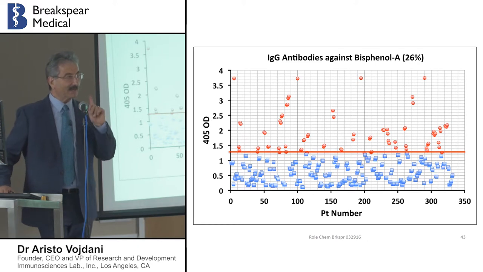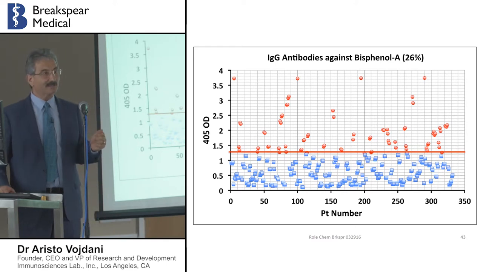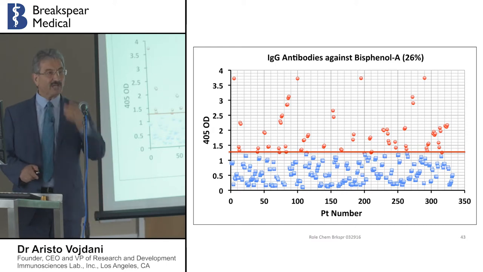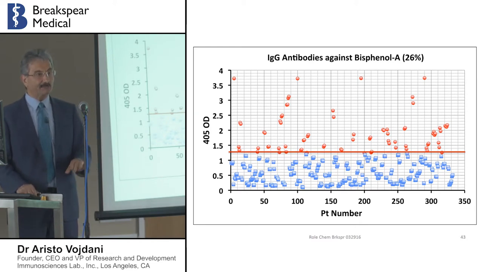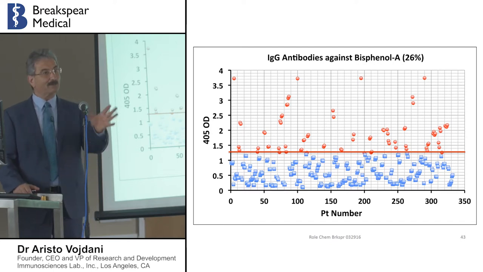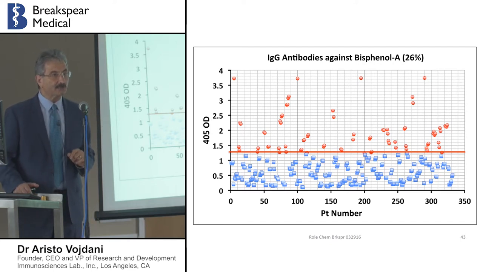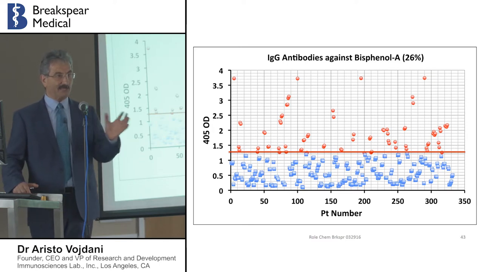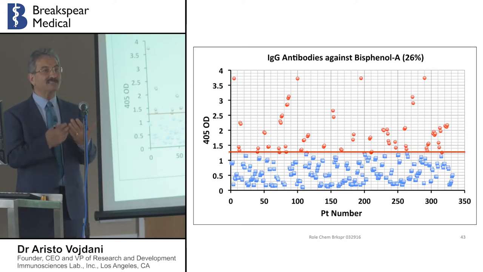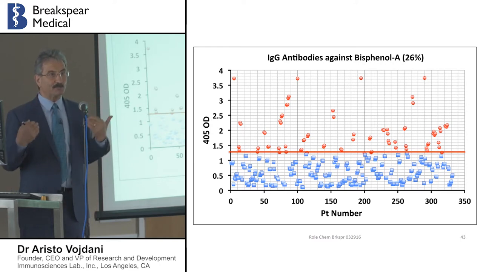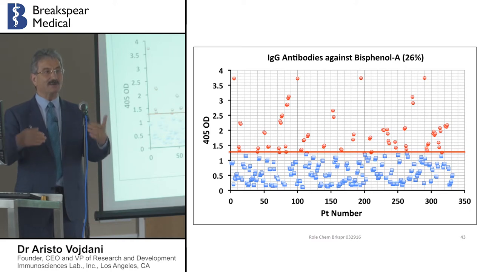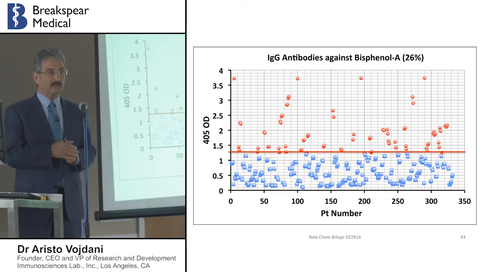So we found 26%, the highest, 26% of the population, healthy subjects, made antibodies against bisphenol A. And that's only IgG. We measured also IgM. We measured also IgA. If we add those, we'll get about 40% of the population reacted to bisphenol A and made antibody against that. Meaning chemicals are not in and out. Chemicals and their metabolites can bind to human tissue and cause or set the stage for development of autoimmune disease.